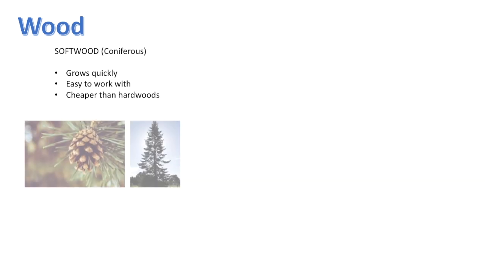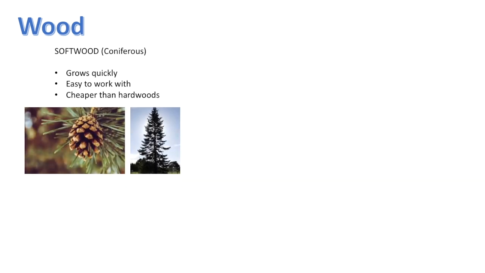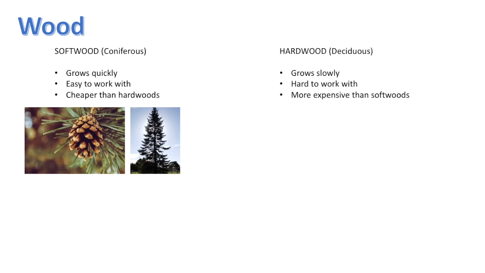So woods, we generally have two different types of woods. We go softwoods and hardwoods. Softwoods are coniferous trees, so they are ones with pine cones. They're generally cheaper and they don't take long to grow, whereas hardwoods are generally more expensive because they take a long time to grow and they're hard to work with.